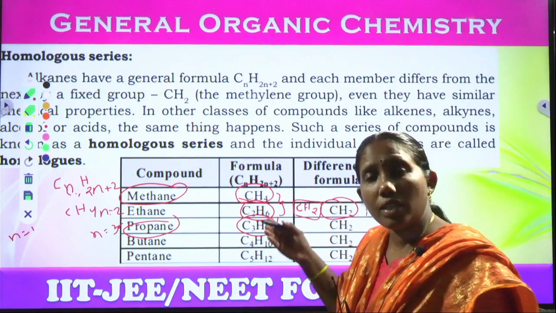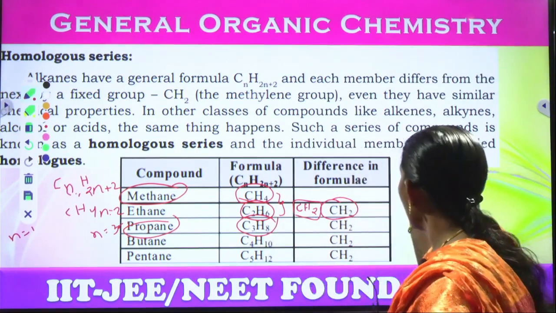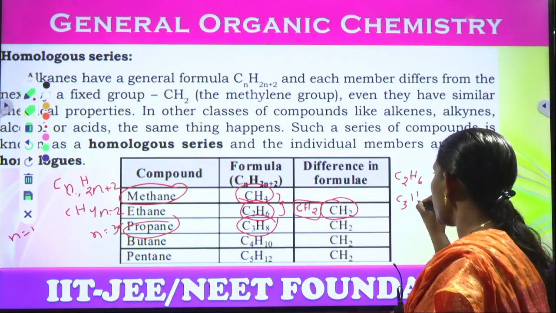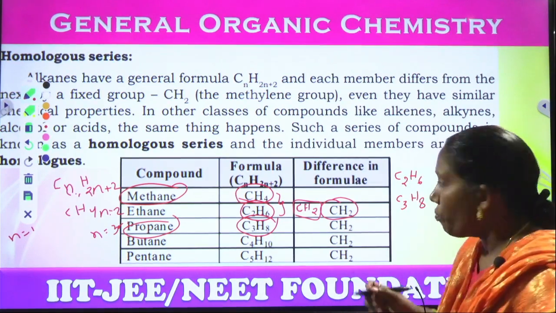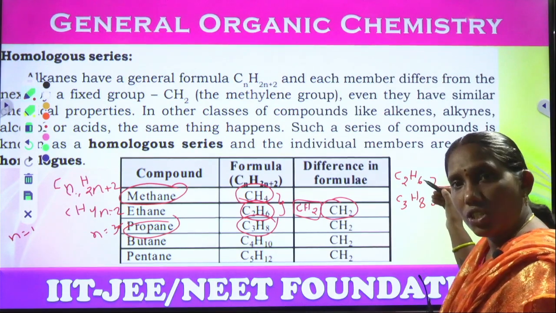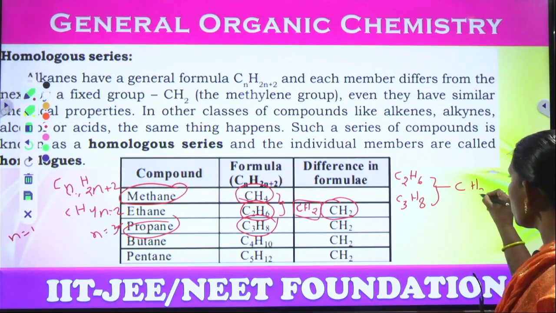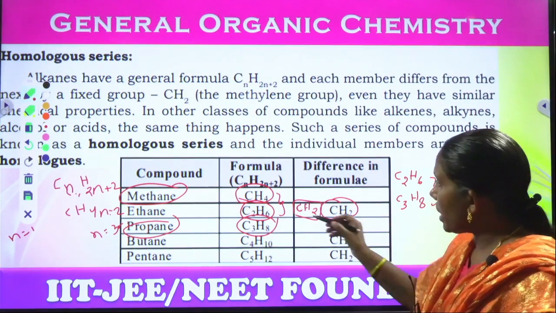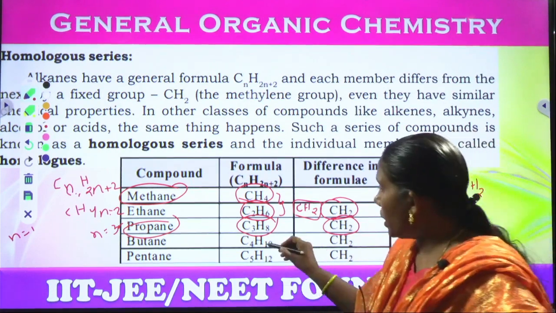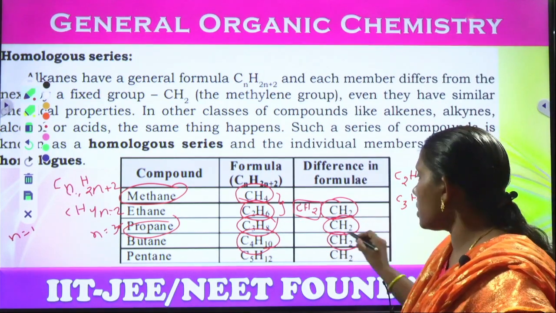Let us check the second alkane and the third alkane. The second alkane is C2H6 and the third alkane is C3H8 in the alkane series. So C2, C3, the difference is 1 carbon, and H6, H8 means 2 hydrogens, CH2. So for the second and third alkane also the difference is CH2. For C3H8 and butane C4H10, the difference is again CH2.